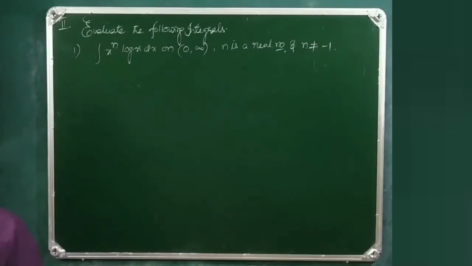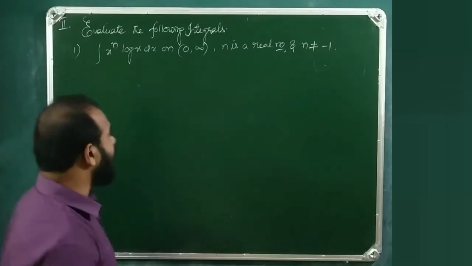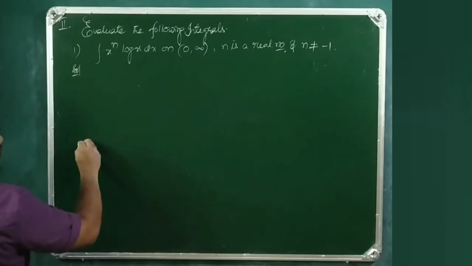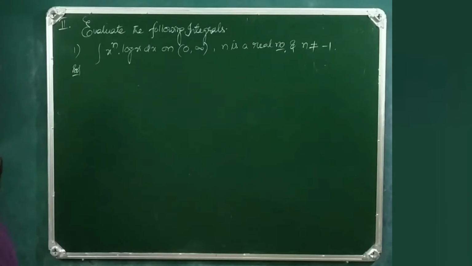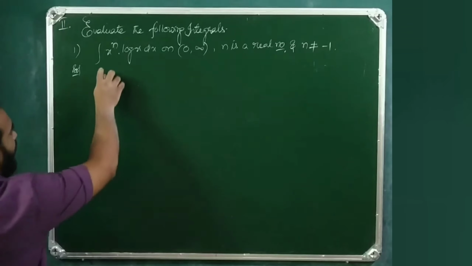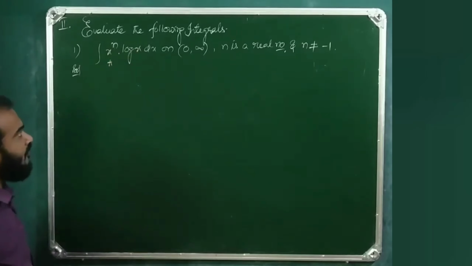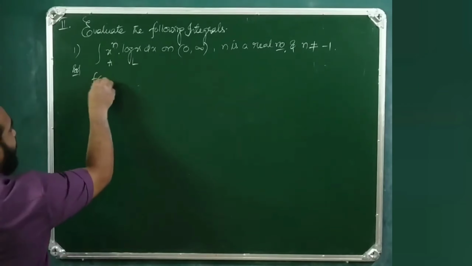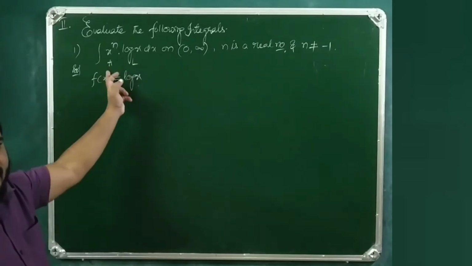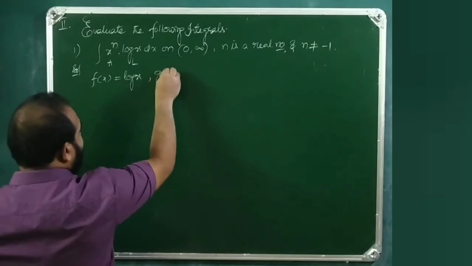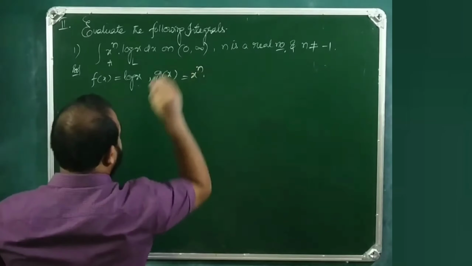Integral of x^n into log x dx from 0 to infinity, where n is a real number with n not equal to minus 1. Here obviously x^n into log x is a product of two functions. Therefore, the method of integration by parts is applicable here. x^n is treated as an algebraic function and log x is a logarithmic function. In I, let f of x equal log x, as L comes first and then A. So g of x equals x^n.